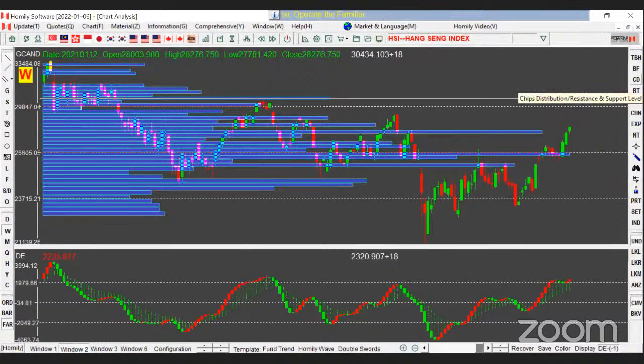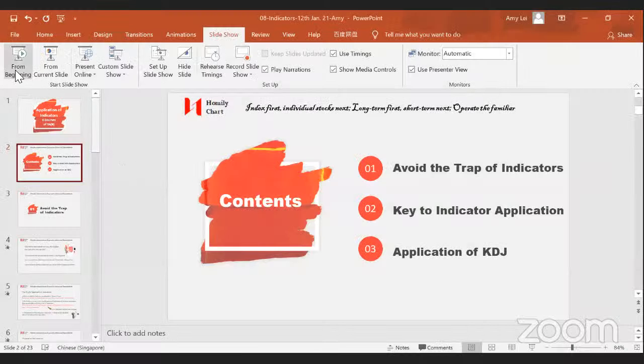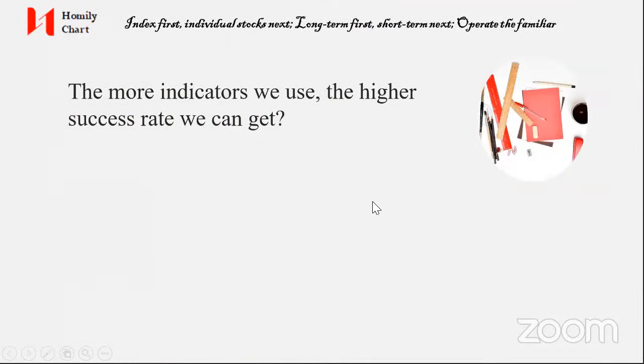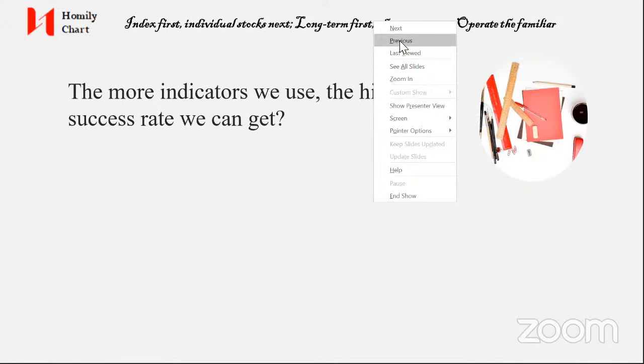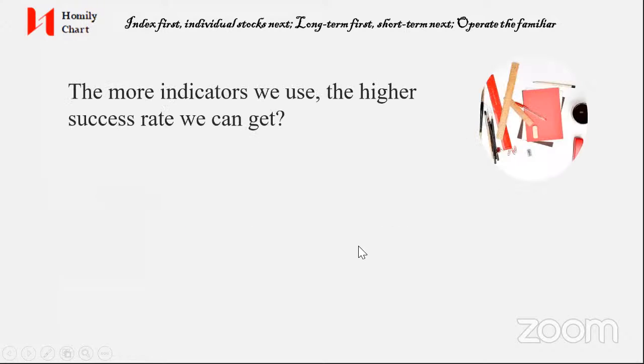Okay, so after checking the market performance, let's switch back to the slides to learn our contents about indicator application. Okay, so first part, I want to talk about avoiding the trap of indicators. Do you agree that the more indicators we use, the higher success rate we can get?